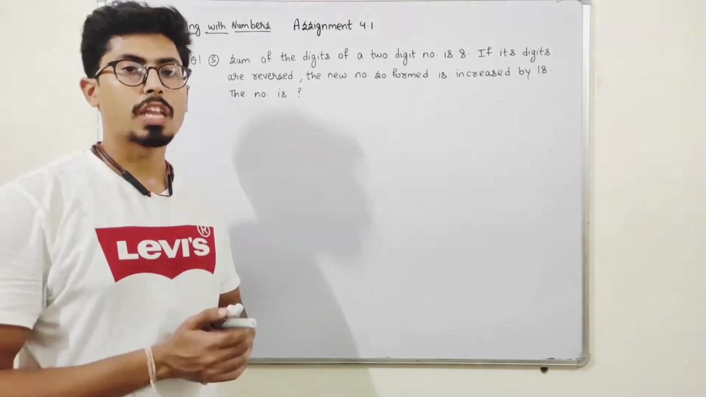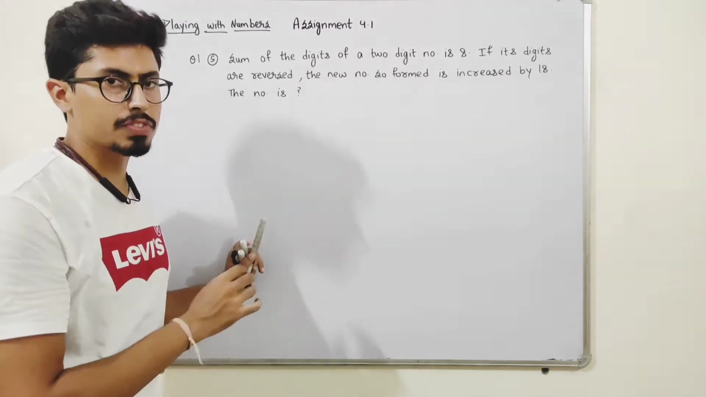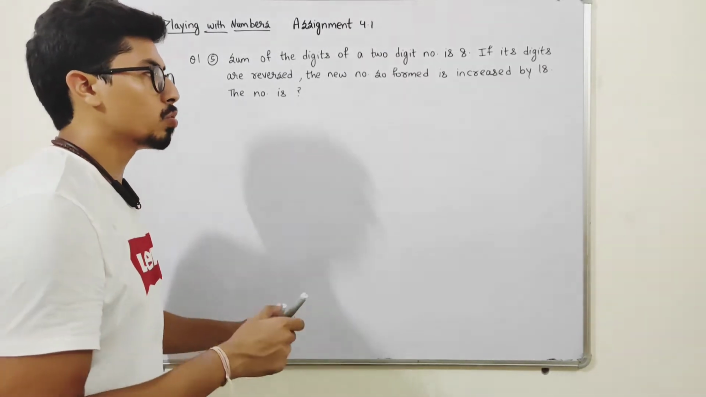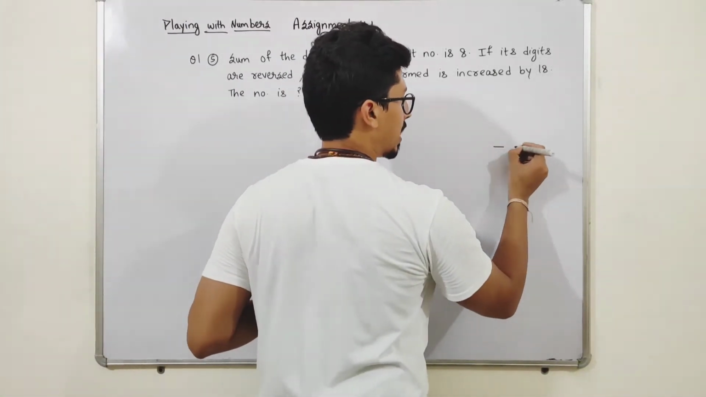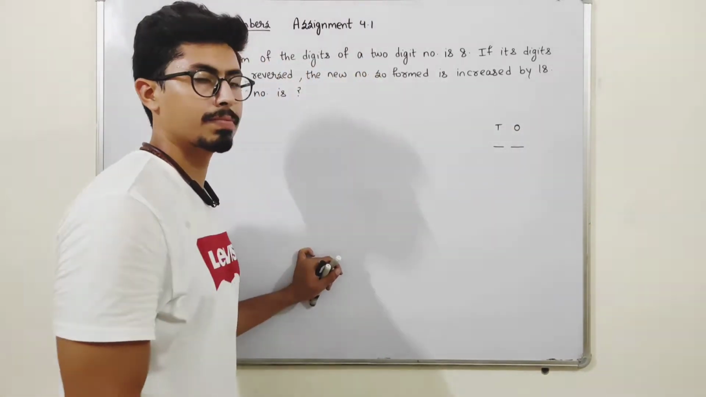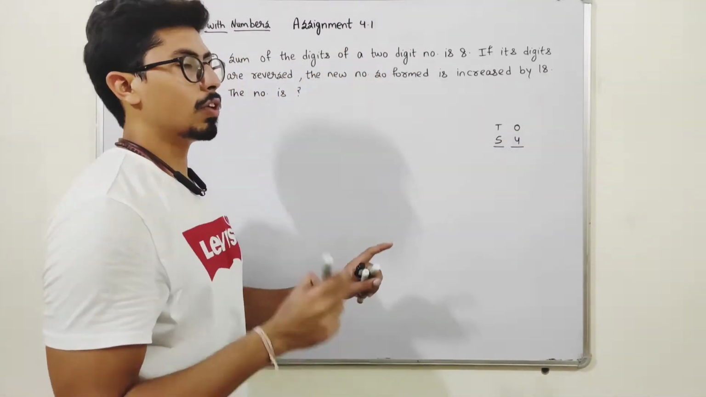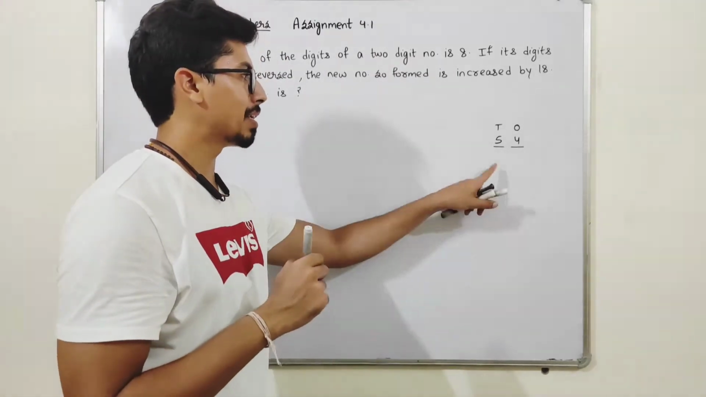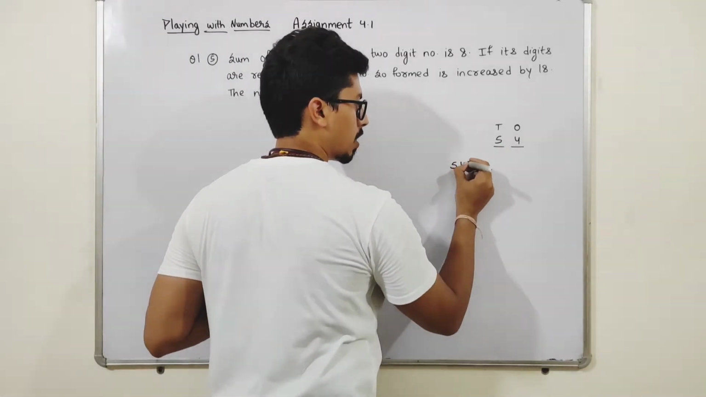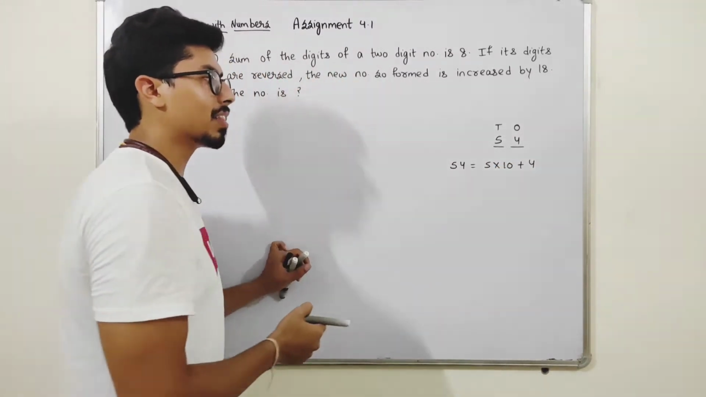Okay, students. Now moving forward to the last part of our question number one. Before discussing this question, let us discuss some of the concepts of digits and numbers. If I take a 2-digit number, there will be a ones place and a tens place. Like if I just write 54, the ones place is 4 and the tens place is 5. Now I can write this 54 as 5 into 10 plus 4.